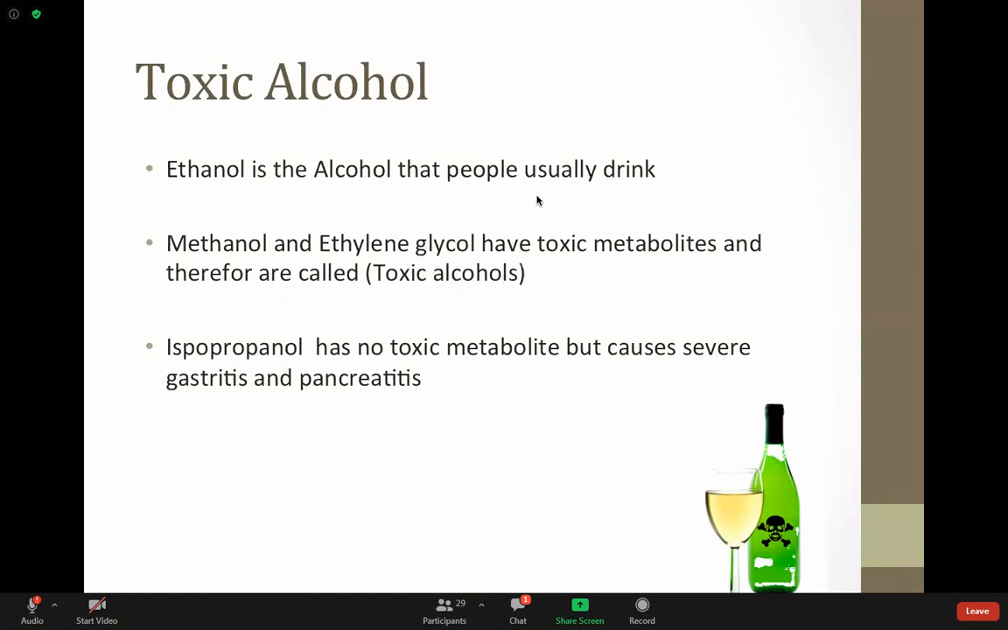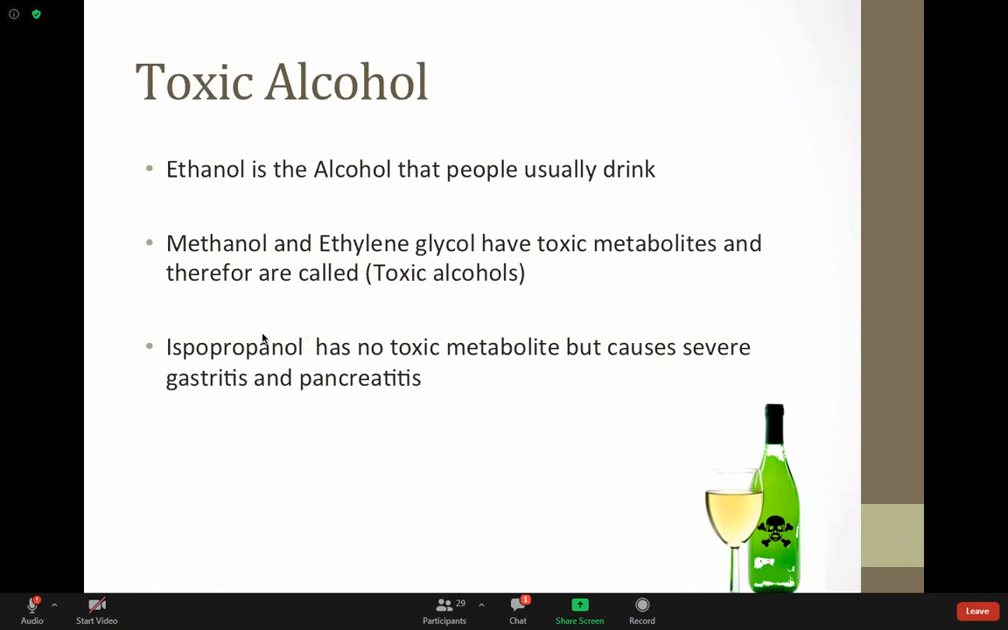Actually, alcohols are all toxic because they cause you to be drunk. But ethanol does not have toxic metabolite. It's metabolized to acetyl-CoA, which goes in the Krebs cycle, doesn't cause much trouble. These guys have bad toxic metabolite, methanol, ethylene glycol, and that's why we call them toxic alcohol. We don't like them. They kill a lot of people.